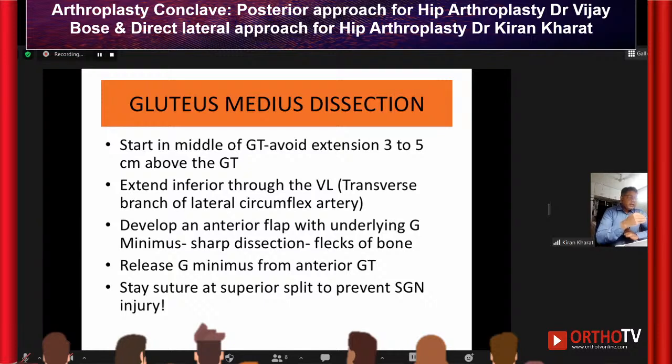And then I use a sharp dissection using a cautery and elevate the gluteus minimus from the anterior greater trochanter. Sometimes a stay suture is required, especially in very, very large patients, when I can anticipate that when I try to dislocate it, the dislocation can tear off the gluteus medius and may cause iatrogenic superior gluteal nerve injury.